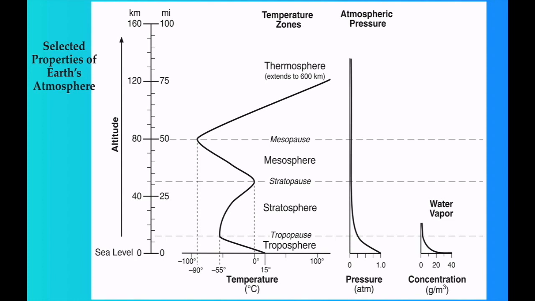On the left, we have altitude above sea level. It has two different scales, in kilometers and miles. The kilometer side is going up by tens, and the mile side is going up by fives. On the bottom, we have temperature, really only for the middle part of this graph. And then we have a pressure graph and a water vapor concentration graph. So it's important to know what you're looking at.